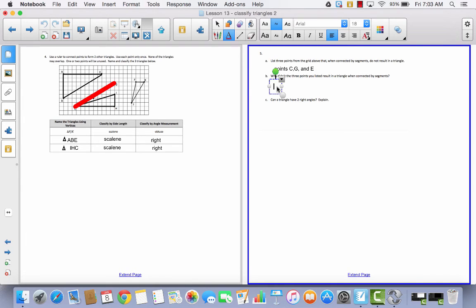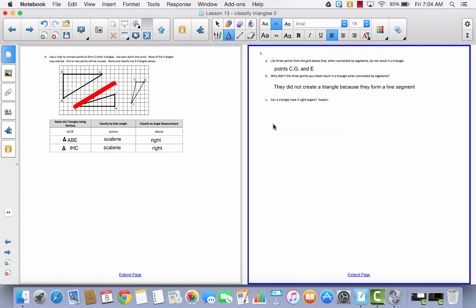Why didn't the 3 points you listed result in a triangle when connected by segments? Why didn't they? They did not create a triangle because they form a line segment. When you have 3 points in a line, they're going to create a line segment and not a triangle.